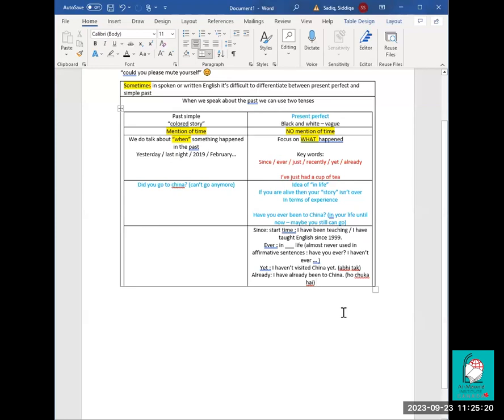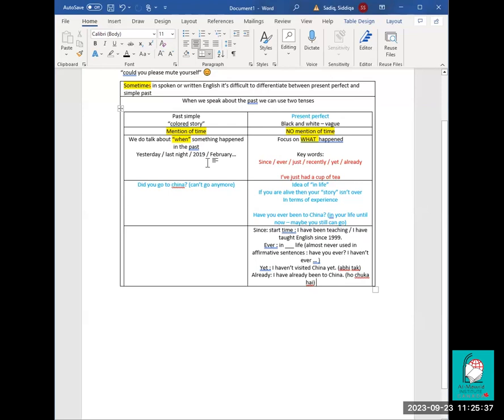All you have to do is memorize the translated meanings and look at the blue box. This is just the 101. This is the summary of using present perfect.